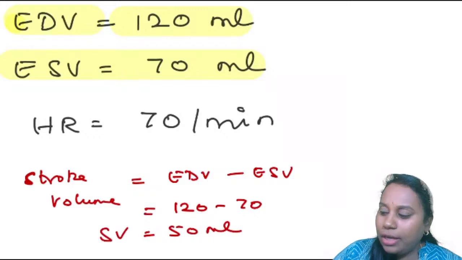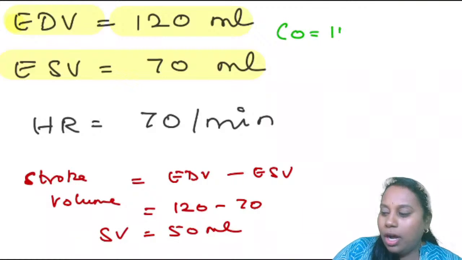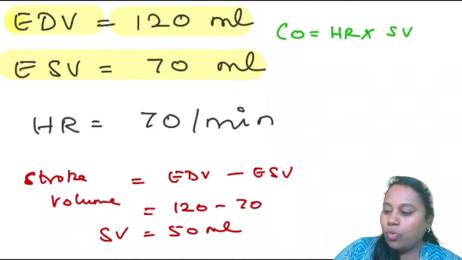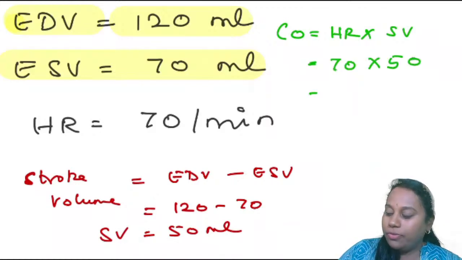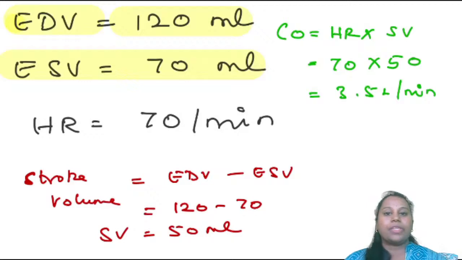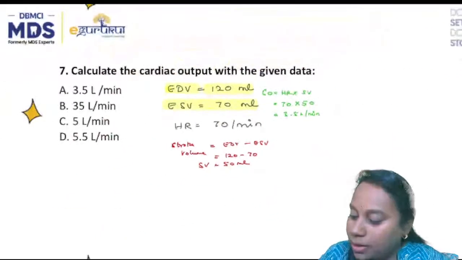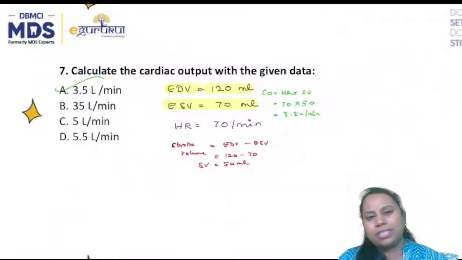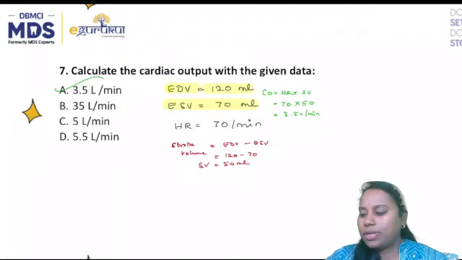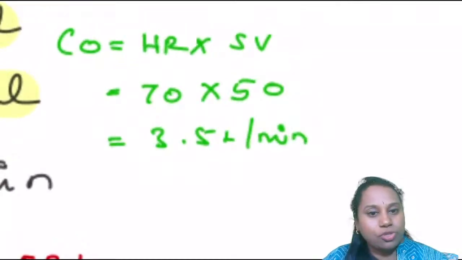What is the formula to calculate cardiac output? Heart rate into stroke volume. Heart rate of 70, stroke volume of 50. So this is 3.5 liters per minute. So in this question, the answer is 3.5 liters per minute. So using this formula, cardiac output is equal to heart rate into stroke volume.